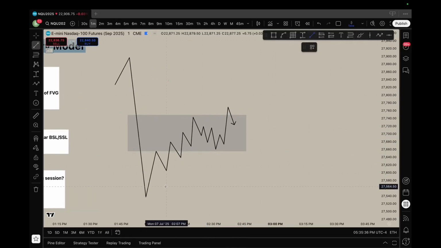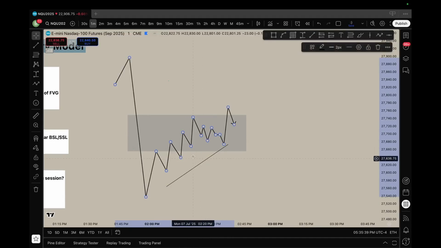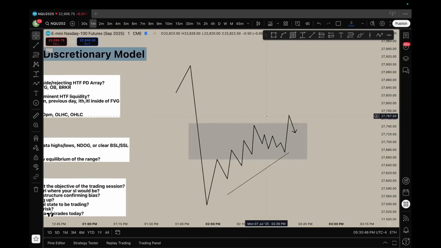Why? Because now we have generated low resistance liquidity. What this looks like is just lows that haven't been taken by other lows. And that's not going to be good. A lot of times when we take a while to invert a fair value gap, low resistance liquidity will form. And this is going to be a stop run. And this is going to be a sign that price wants to continue to trade lower, right?